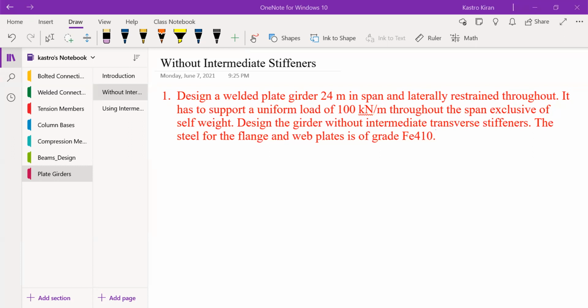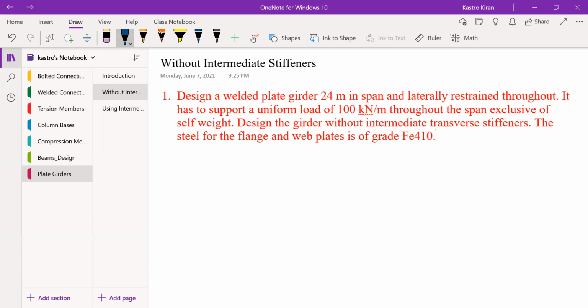So you have to design a welded plate girder of 24 meters in span, and laterally restrained throughout. So the entire plate girder is laterally restrained throughout the section, and it has to support a uniform load of 100 kilonewtons per meter, which is a UDL. So that means it's a uniformly distributed load of 100 kilonewtons per meter throughout the span, exclusive of self weight. So self weight is not included in this 100 kilonewtons per meter of load.